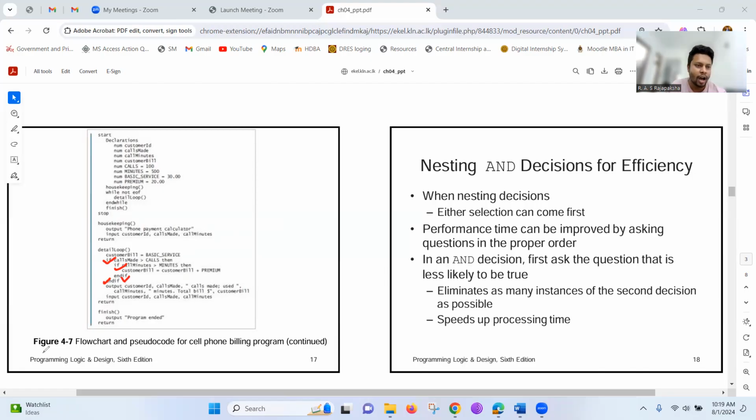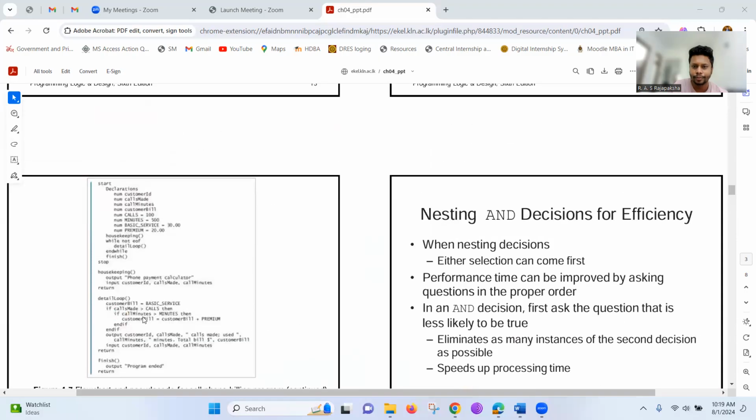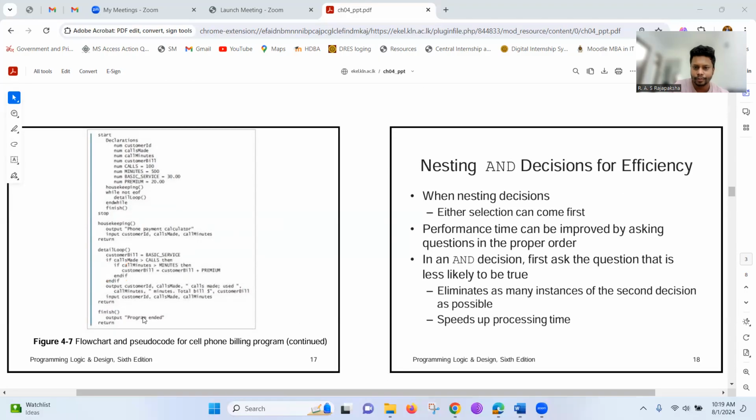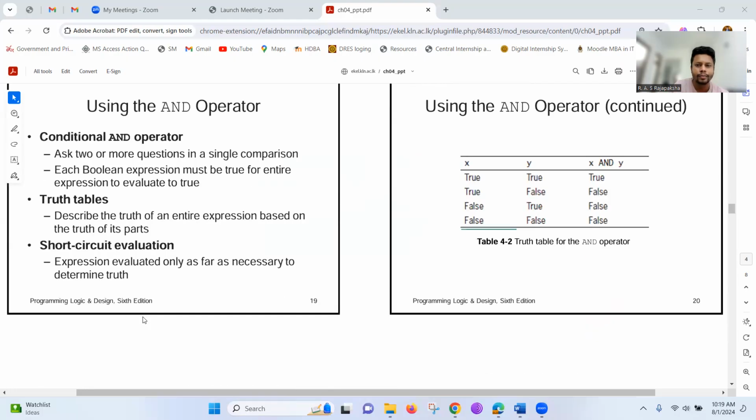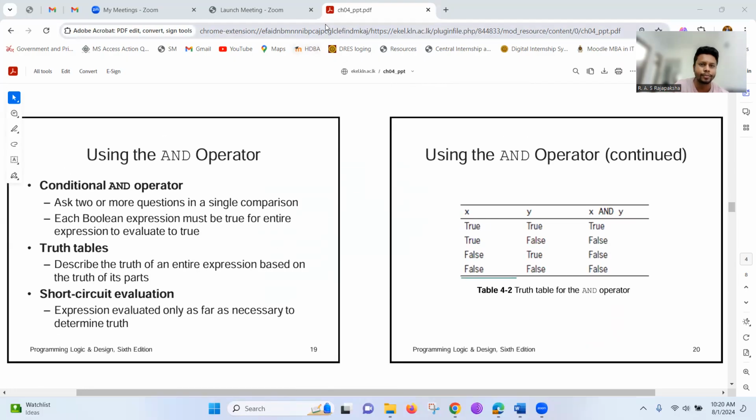Then we can see how to develop this boolean truth table. Yes, here. The condition operator asks two or more questions in a single comparison. Yes, if I am asking you to draw that situation in your flowchart, how can you do that? Yes, your first question comes like this.